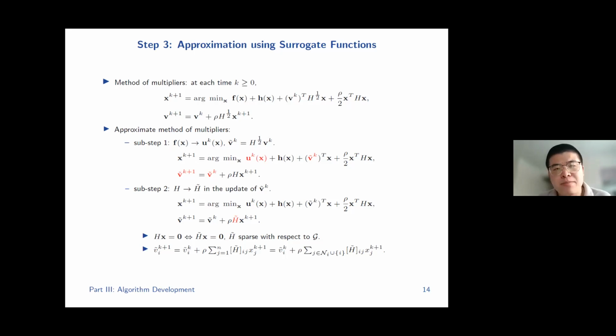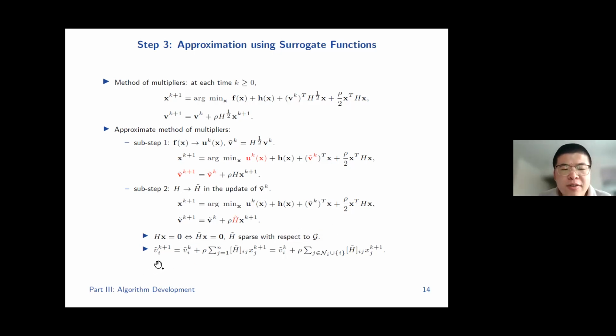In order to include more existing algorithms as examples of the proposed algorithm, we substitute this matrix H in the dual update by matrix tilde H, so that the algorithm will become this one. We require h(x) equal to 0 to be equivalent to tilde h(x) equal to 0, and the matrix tilde H to be sparse with respect to the underlying graph G. An option is to write tilde H equal to H.